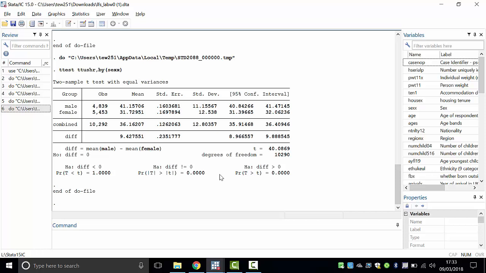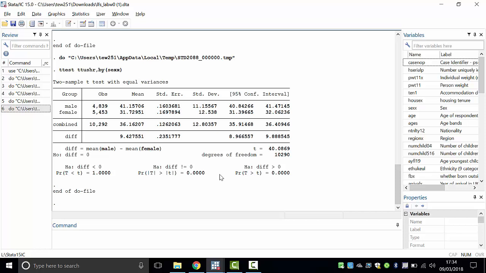For this test, we have a null hypothesis. Remember the null hypothesis? There's no difference. We stated already, there is no difference between weekly hours of men and women. Alternatively, there are three alternative hypotheses. The first one is HA: difference is less than zero. If the difference is less than zero, the male work hours are less than female, because the diff is calculated as male minus female work hours. For this to be negative, males must work fewer hours than females.